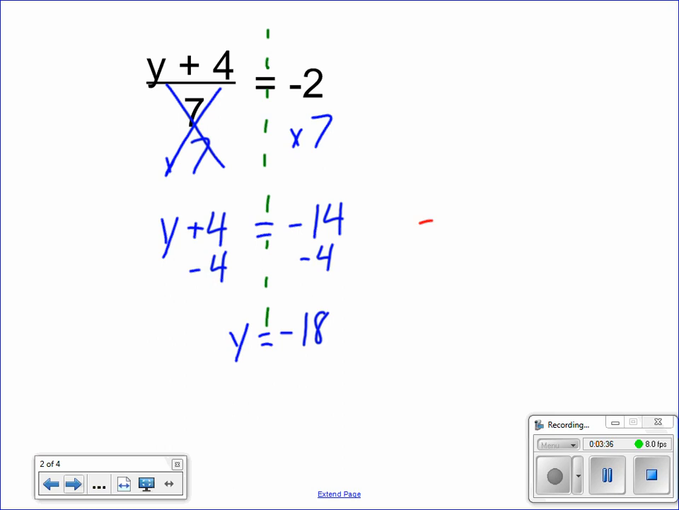Check that, I can plug it back in. Negative 18 plus 4 all over 7 equals negative 2. Negative 18 plus 4 is negative 14 over 7. And negative 14 divided by 7 is negative 2. So that works.